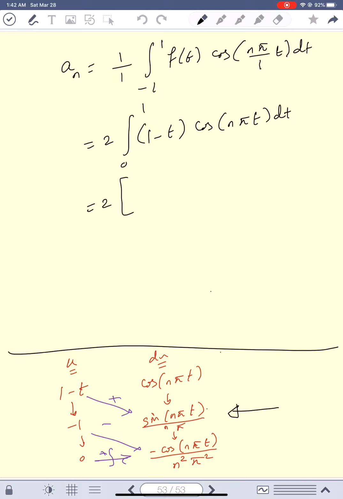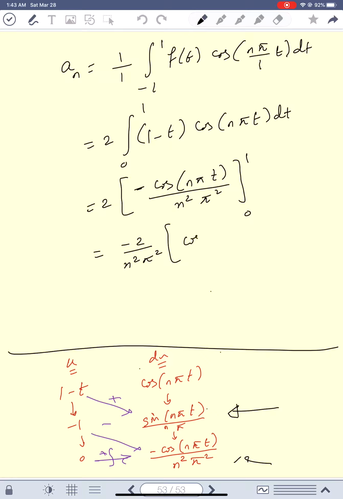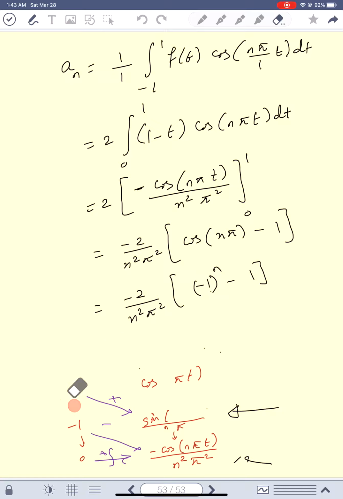So basically what's left is the second term. Minus with minus with minus, that's minus cosine(n pi t) over n squared pi squared, and the limits are from 0 to 1. If you substitute, this is negative 2 over n squared pi squared, times cosine when you substitute the 1, you get n pi, minus when you substitute the 0, you get 1. Cosine n pi is negative 1 to the n, minus 1. I think we saw this idea before.